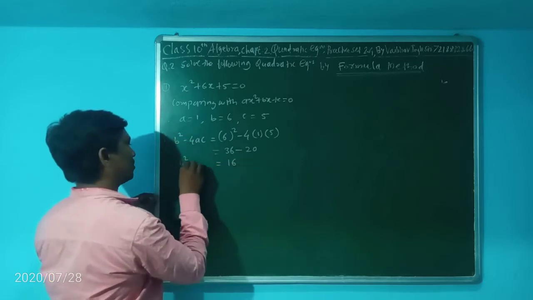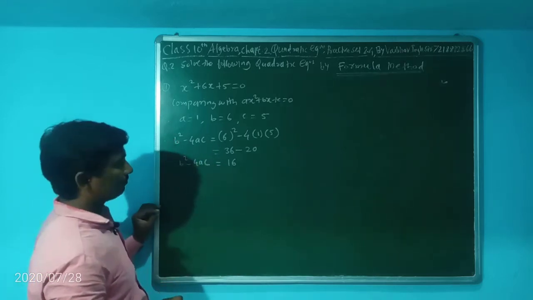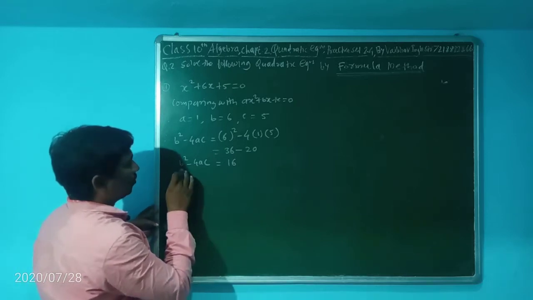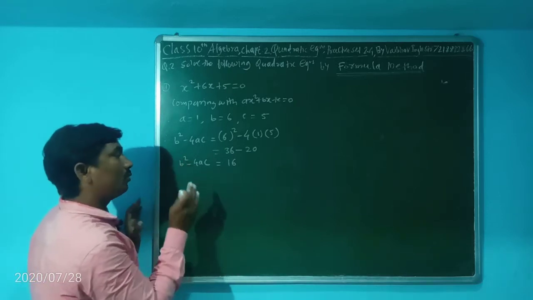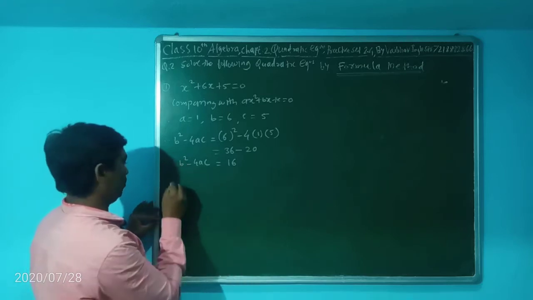So b square minus 4ac is equal to 16. Okay, now we have got b square minus 4ac. Now we'll put this in the formula to find the roots.